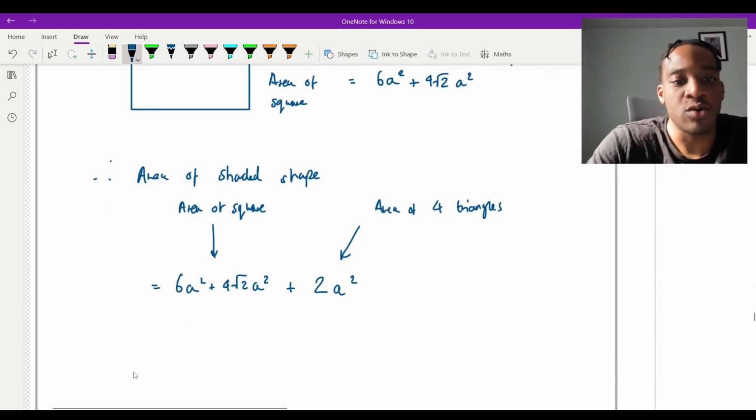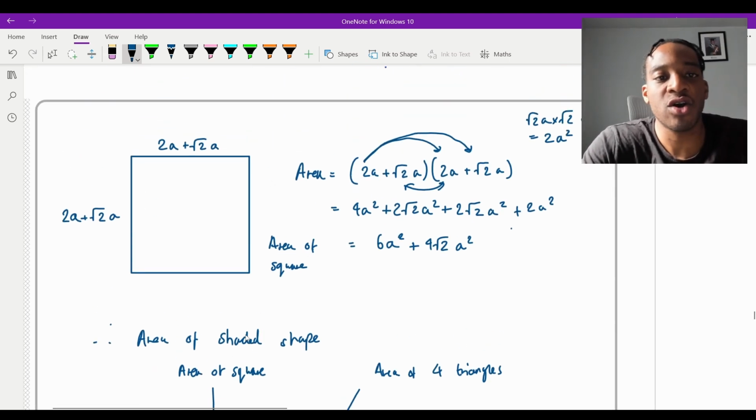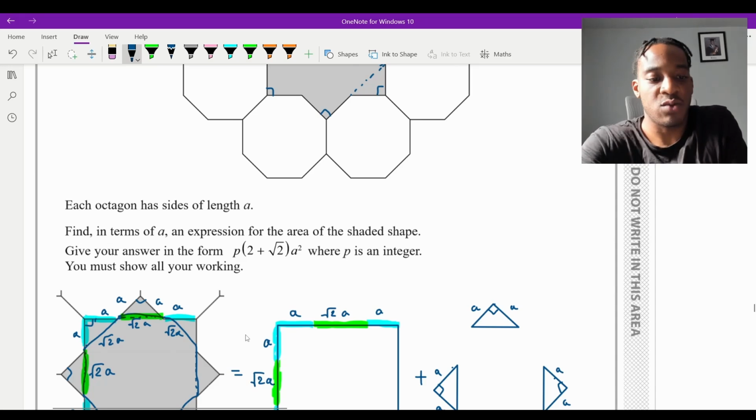Okay, so now finishing off then, let's tidy this up. I've got 6a squared plus 2a squared. That's going to be 8a squared, like this. And then I've got 4 root 2a squared, like this. This is our answer. Now let's have a look at the actual form that they wanted it in. They wanted it in this form here.